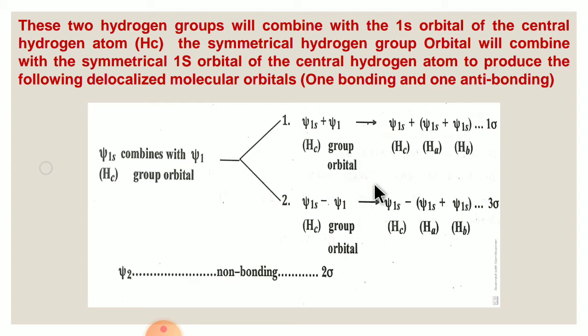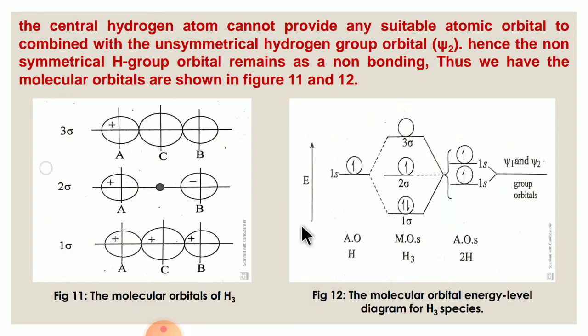Apart from these two bonding and antibonding orbitals, psi 2 forms a non-bonding molecular orbital, which is denoted as 2 sigma. This diagram can be further represented in another way. The central hydrogen atom cannot provide any suitable atomic orbital to combine with the unsymmetrical hydrogen group orbital psi 2. Hence, the non-symmetrical hydrogen group orbital remains non-bonding. Thus, we have the molecular orbitals as shown in figures 11 and 12.